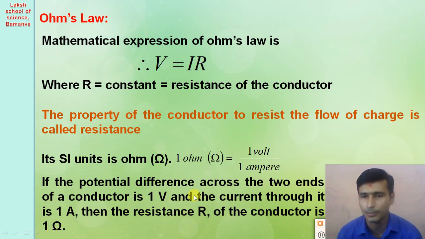So if we take a potential difference across the conductor of 1 volt, and if we measure the electric current passing through this conductor and it is 1 ampere, then we can say that the resistance of the conductor is 1 ohm.